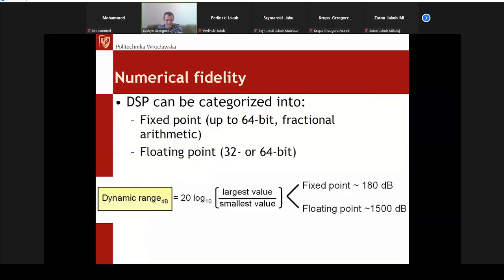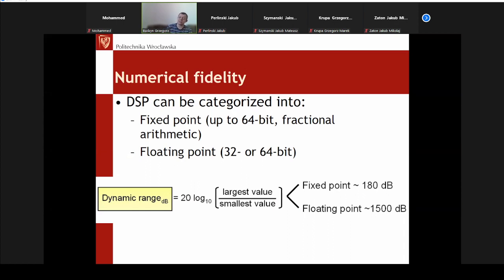Oh, numerical fidelity, maybe the last thing. In case of numerical fidelity, one important remark, again, something from ITM. While we're talking about the differences between fixed point and floating point, here is a very nice comparison of the dynamic range of the values. For fixed point, taking 20 logarithms of the ratio of the largest value to the smallest value, the 32-bit fixed point gives 180 decibels, but for 32-bit floating point it's 1500.